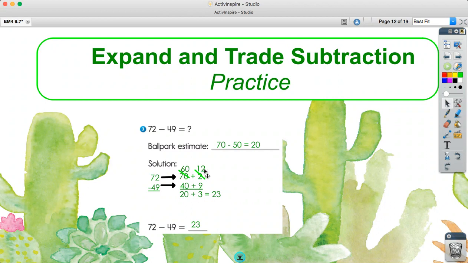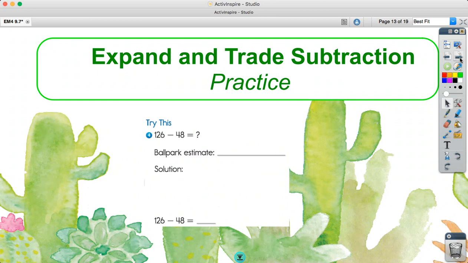Now I can subtract. 12 minus 9 equals 3. 60 minus 40 equals 20. 20 plus 3 equals 23. Therefore, 72 minus 49 equals 23. Great job so far. I know this can be a tricky topic. Let's try the last one.